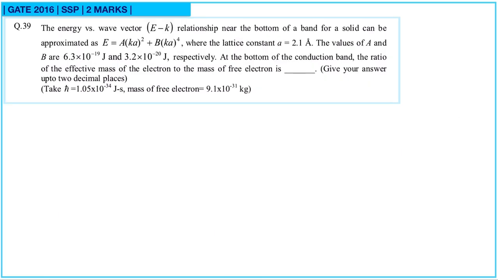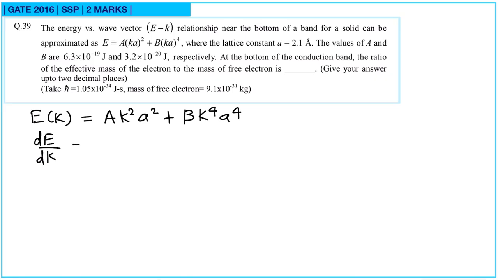The energy versus wave vector relationship near the bottom of a band for a solid can be approximated as this, with lattice constant a, and A, B values are given. At the bottom of the conduction band, the ratio of the effective mass of the electron to the mass of free electron is? Now E(k) is equal to A k squared a squared plus B k raised to 4 a raised to 4.